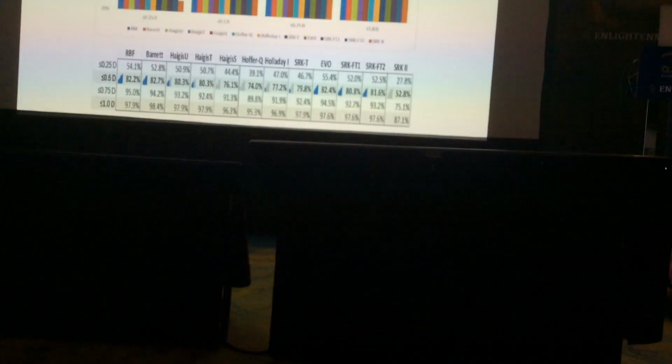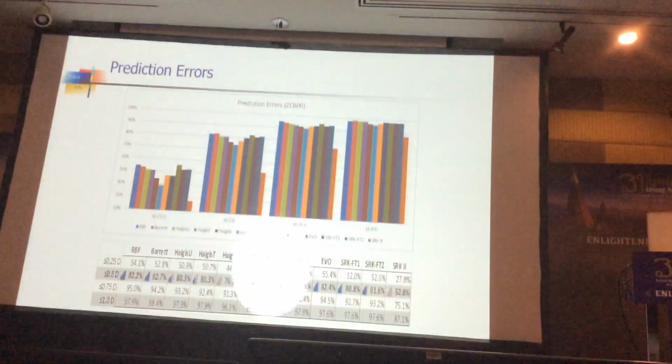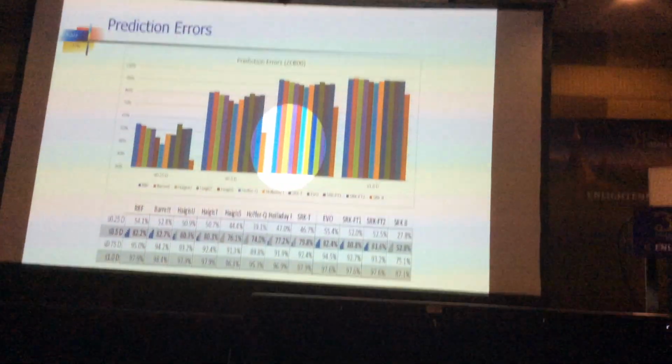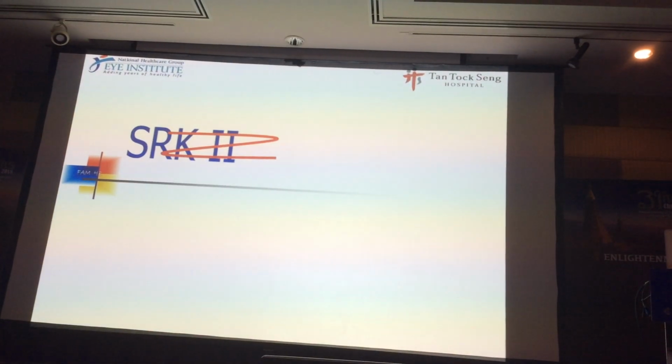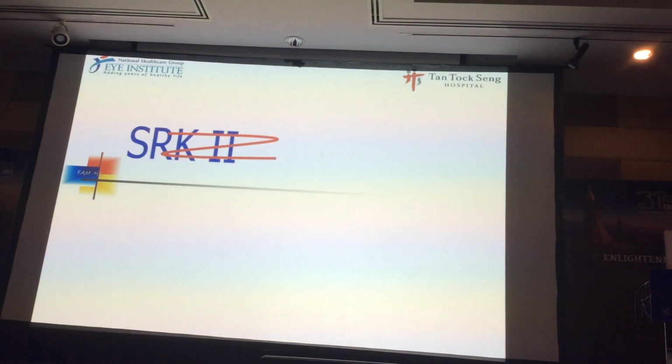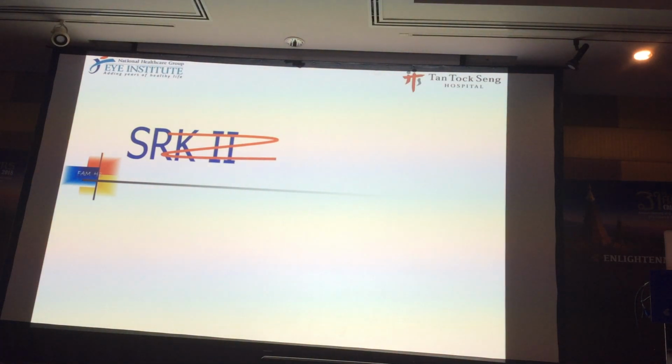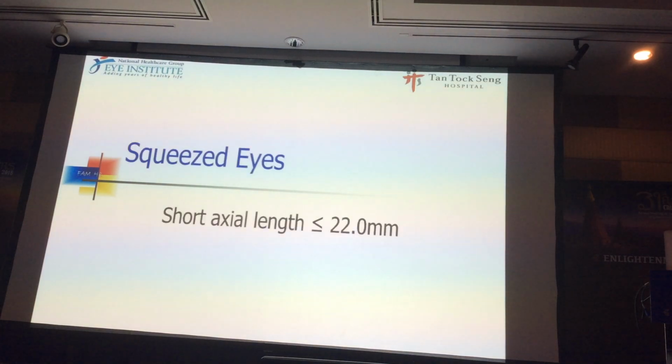So from all this, if you look at SRK2 here, and here, and here, and earlier on, it's quite clear: never ever use SRK2 anymore. Anything else, this is the biggest take-home message: never use SRK2. Next, we look at the squeeze size. These are less than 2 millimeters.